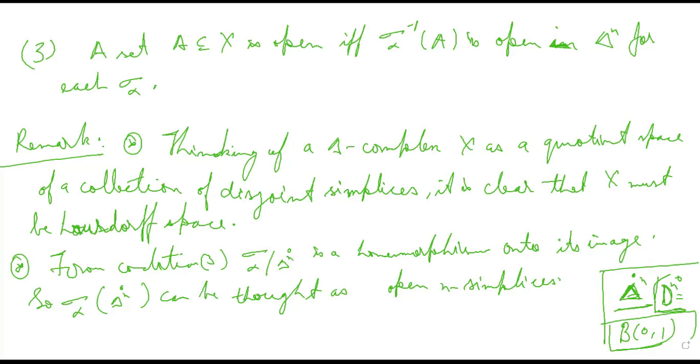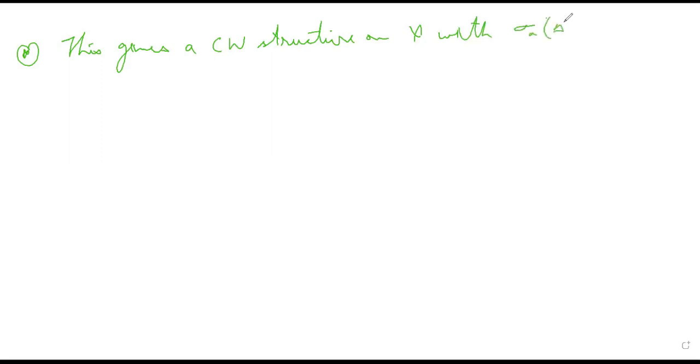Next, this gives a CW structure on X with these as the n cells, e alpha, and the sigma alphas as characteristic maps.